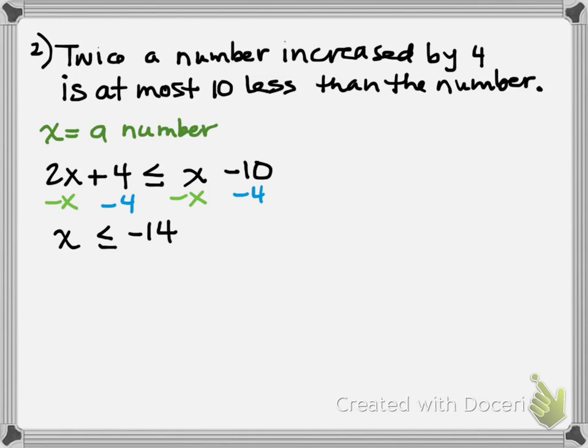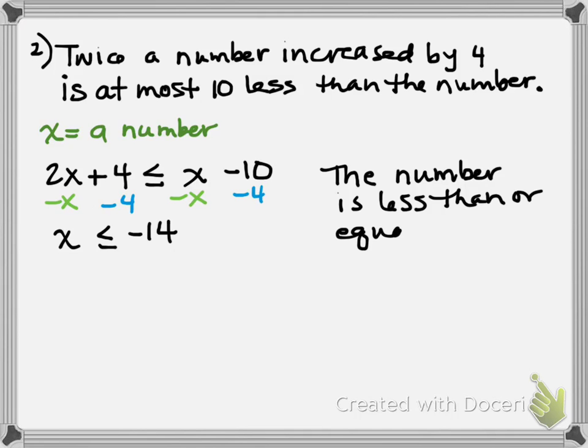Well, remember, what are we solving for? The number. That should be how we start a sentence, right? The number is, you guys are saying, less than or equal to negative 14. You could say it that way. That would work. You could say the number is negative 14 or less. There's a lot of different ways to actually write this answer out.